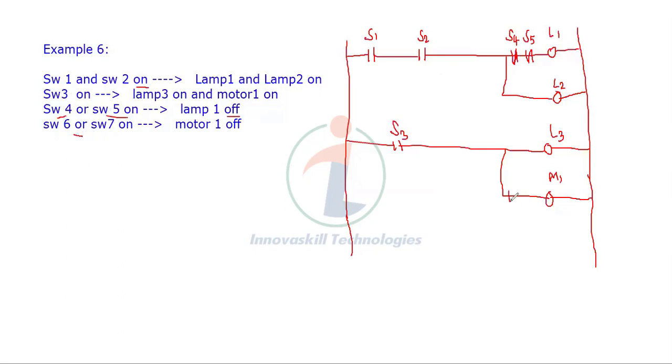So here switch 6, and here we have to connect switch 7. This is how we have to do the program if we have this type of logic. Next we will see some more examples.